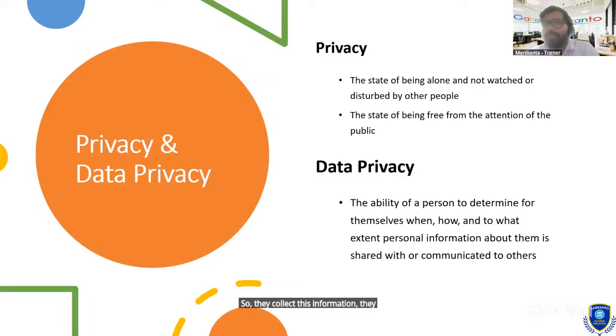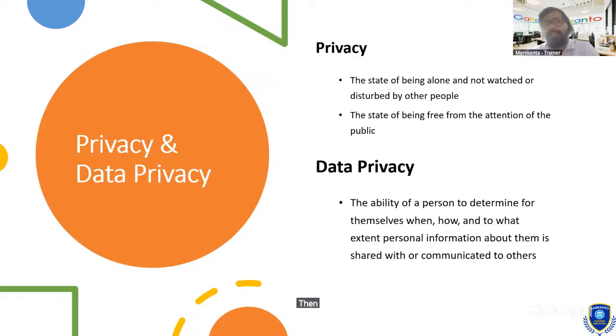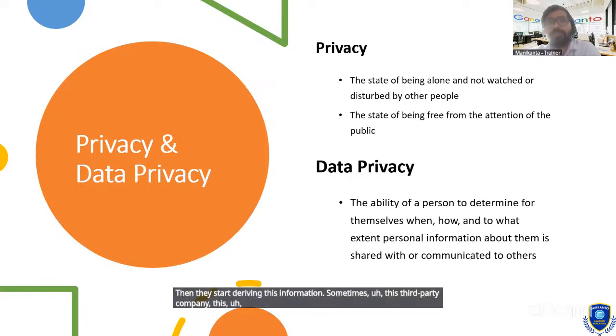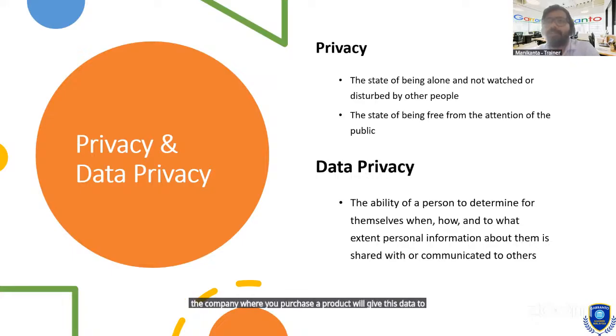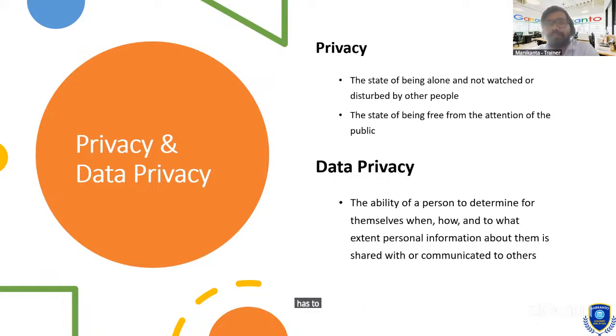This company will store it in a certain location, a certain database. Then they start deriving from this information. Sometimes the company where you purchase a product will give this data to a third party company to deliver to your home. Not all companies do delivery themselves. If they share the data with a third party, there has to be a process. If this company wants to run a business in the particular country, they have to follow certain protocols. So all this information collected from you and stored in their database has to be secured, and it has to be taken with consent from you.